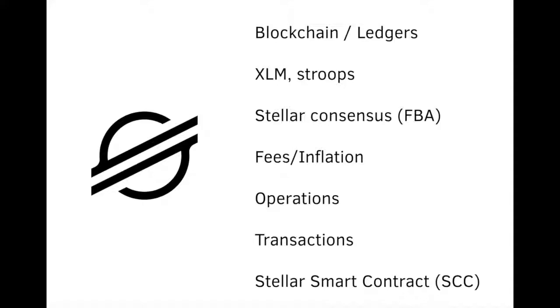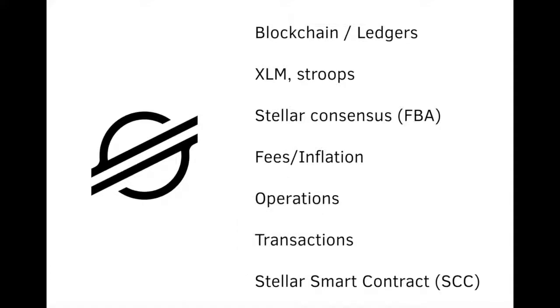What is called a ledger in Stellar is actually a block. So it's all the transactions that are put in one single block. And those ledgers are created every 2 to 5 seconds on the network. So it's very, very quick.